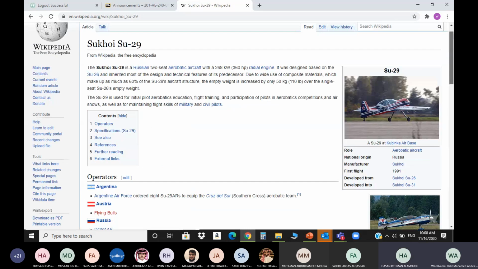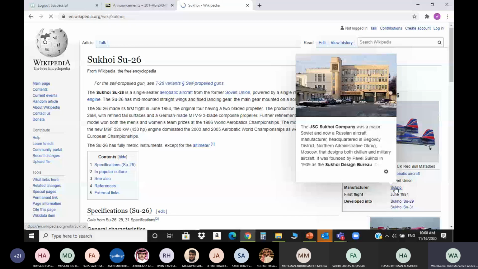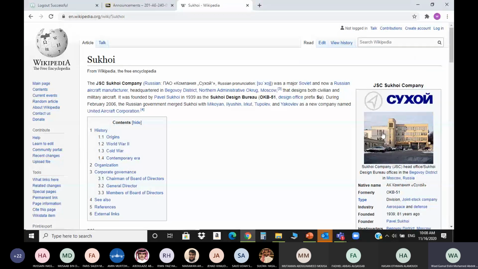You can go to manufacturer data, search for the manufacturer, the Sukhoi company, and go to the data, and it will give you. It's not going to be much different from here. So here is another one, Sukhoi 27. So you can visit the manufacturer Sukhoi, and that's the original data.